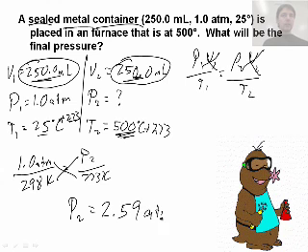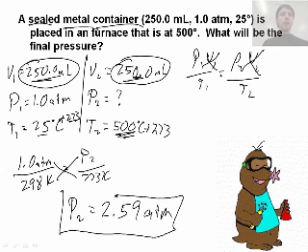2.59 ATMs, atmospheres. So again, this one we started with the combined gas law, but it turned into one of our other gas laws because we just ignore volume because it doesn't change. It stays the same. Anything that stays the same or is not mentioned, we don't include.